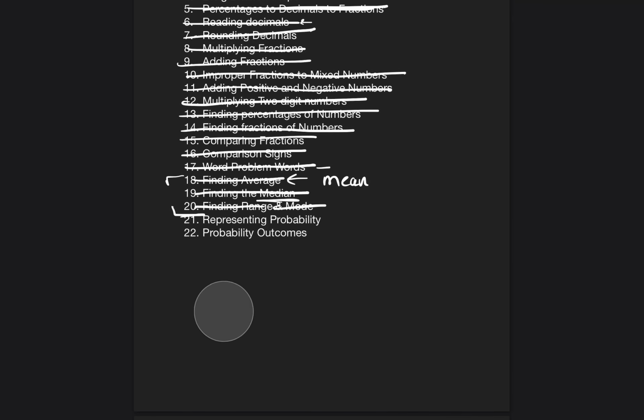All right, so now we're going to talk about representing probability, and we're getting so close to the end, guys. So probability is very important. It's one of the most important things that you guys are going to learn, because it's going to be one of those things that keeps reappearing and reappearing on your standardized tests. So representing probability. The way that you can represent probability is by means of a fraction. You can also represent it by means of percentage and a decimal. But one of the most common ways is to be represented as a fraction.